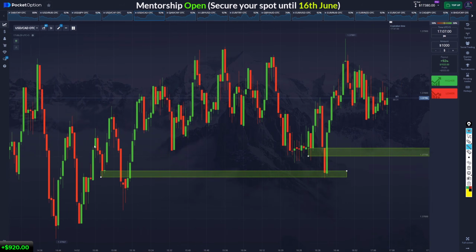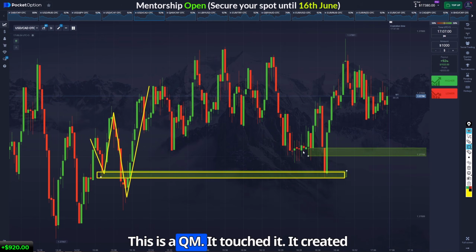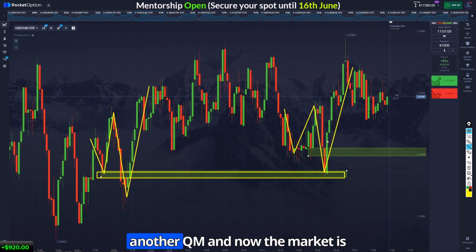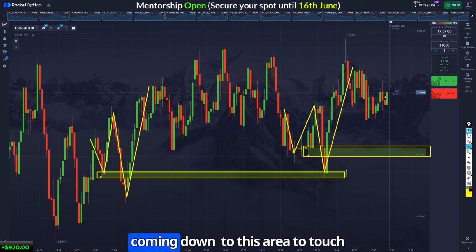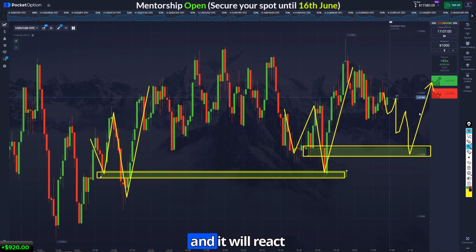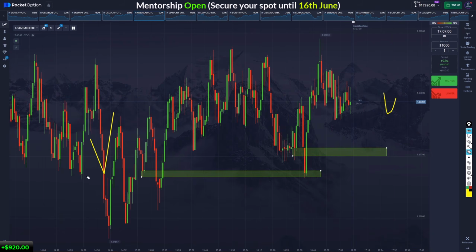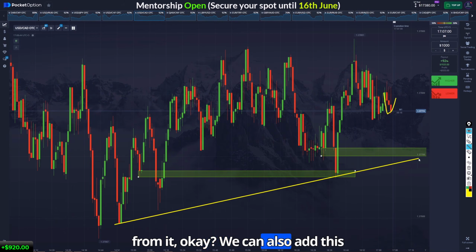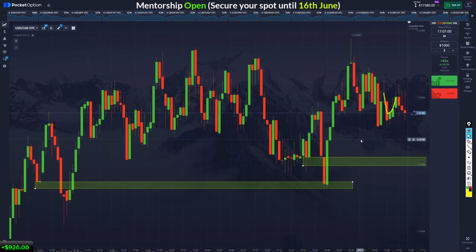So as you can see, low, high, low, low, higher, high. This is a QM, it touched it, it created another QM, and now the market is coming down to this area to touch, and it will react from it. Okay, we can also add this trend line.